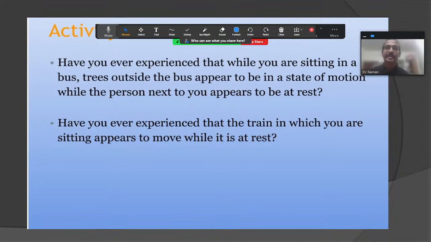Second observation. We are sitting in a train, we are at rest. While we are at rest, sometimes we feel that we are moving. When does it happen? If another train starts. Exactly, we are at rest, but it looks like we are moving. It happens only if the next train starts.